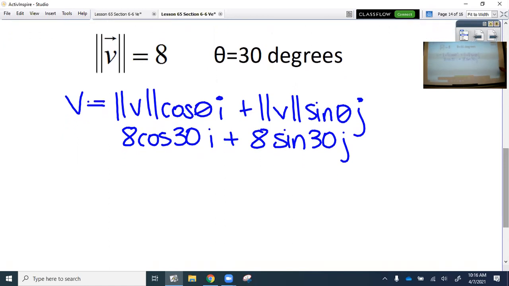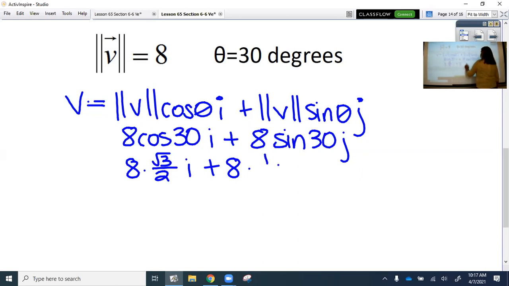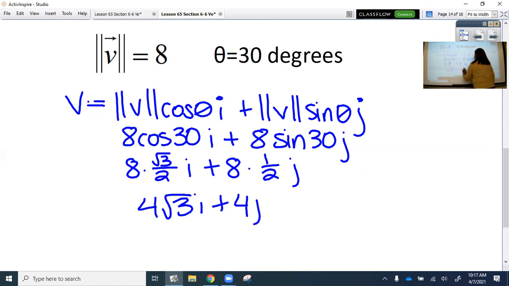Can I solve this? You bet I can. Cosine of 30. Anybody know it off the top of their head? Root 3 over 2. Love it. Sine of 30 is a half. All right, so what does this vector look like? This vector looks like 4 root 3 i plus 4 j.